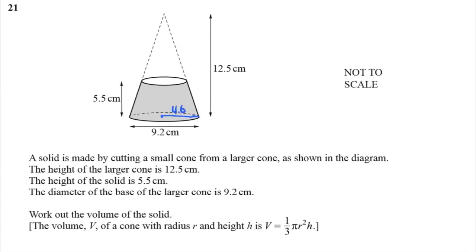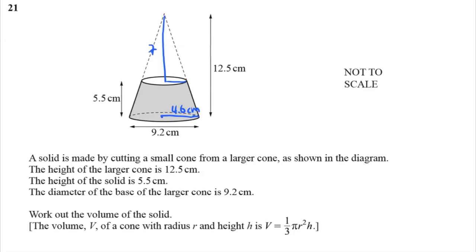I think we already worked that out as 4.6 centimeters. For the radius of the large cone, that's including the invisible part. The small cone, we don't know what the radius is, and we also don't know what the height is. The height's a lot easier to work out because we've got 12.5 and then we just subtract the 5.5. And what will that give us? 12 minus 5 is 7. So the height of the small cone is 7.